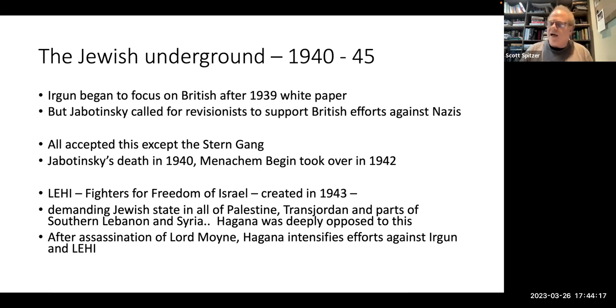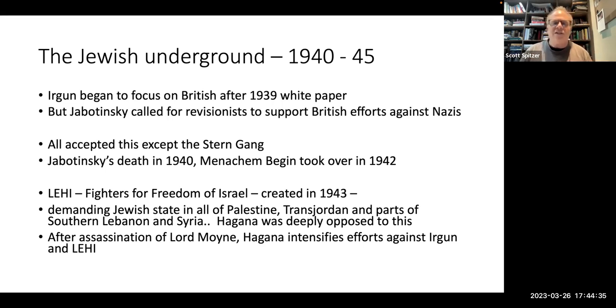Now, of course, the Haganah and even the Irgun condemned the Stern gang, and they helped the British police track that gang down, and Stern was eventually killed by the British police in a raid in February of 1942.